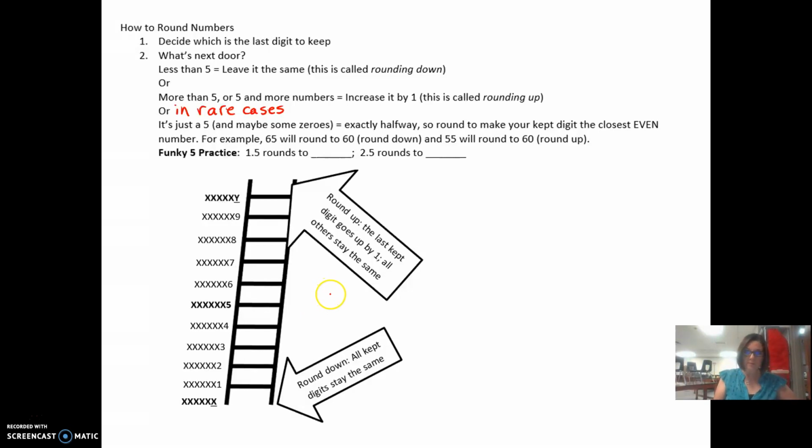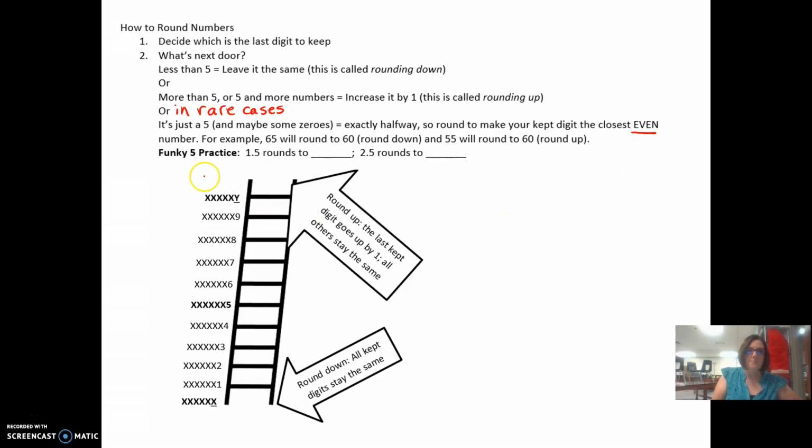We're artificially inflating our numbers if we consistently round up when it's exactly a 5. So the way we've come up with to even out the universe is to sometimes round up and sometimes round down. The way we pick that is we look at the digit we're keeping, and we want to keep an even number. This won't make sense until you see some examples.